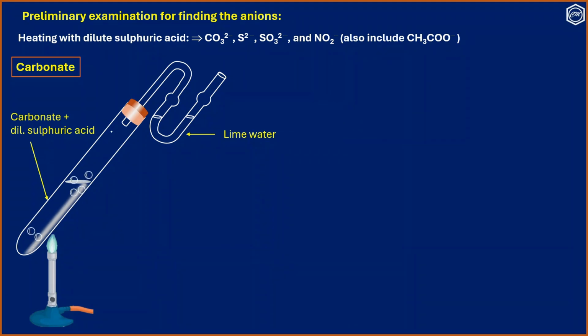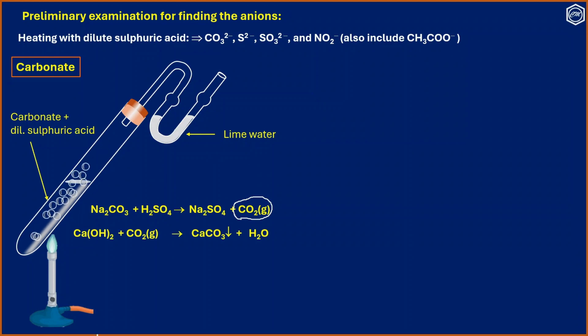Now the gas coming out from the test tube passes through this tube and it bubbles through the lime water in the U-tube, and the lime water turns milky. If you are given sodium carbonate, when we add dilute sulfuric acid, sodium sulfate and carbon dioxide gas will be produced. Lime water is calcium hydroxide. The carbon dioxide gas reacts with the calcium hydroxide giving calcium carbonate, which is insoluble in water and appears as milkiness in the lime water.